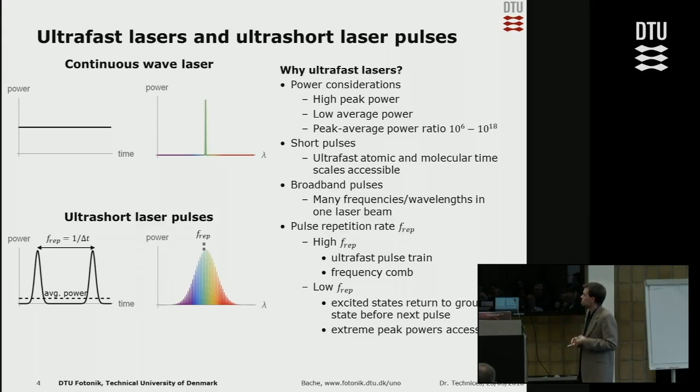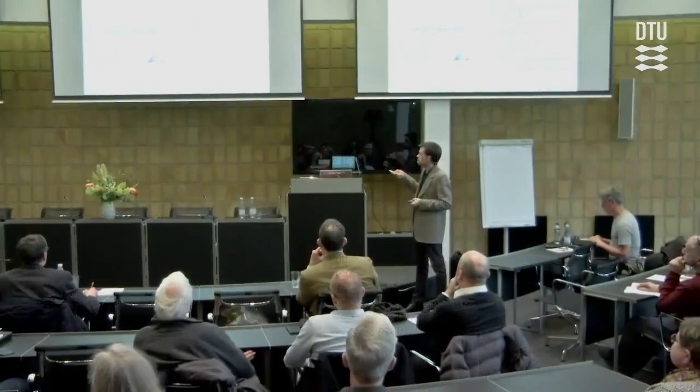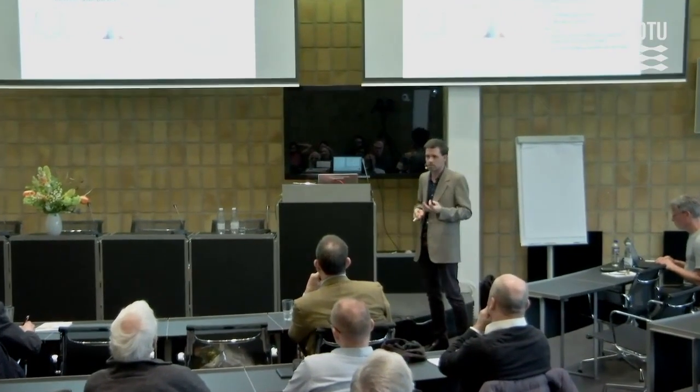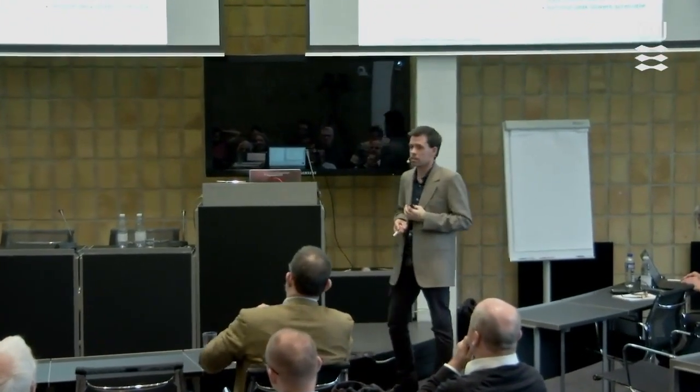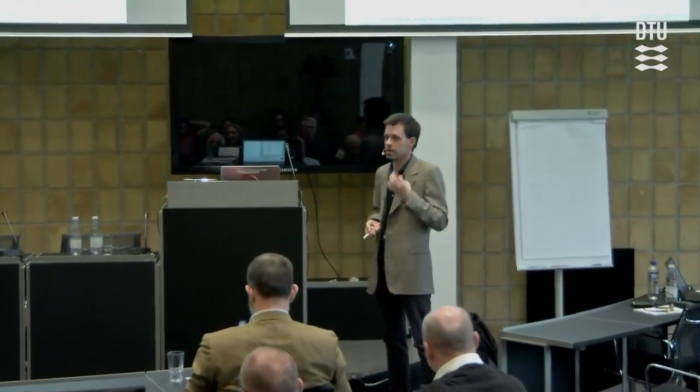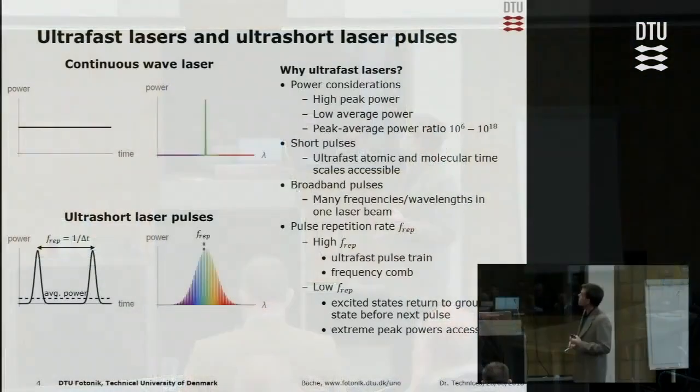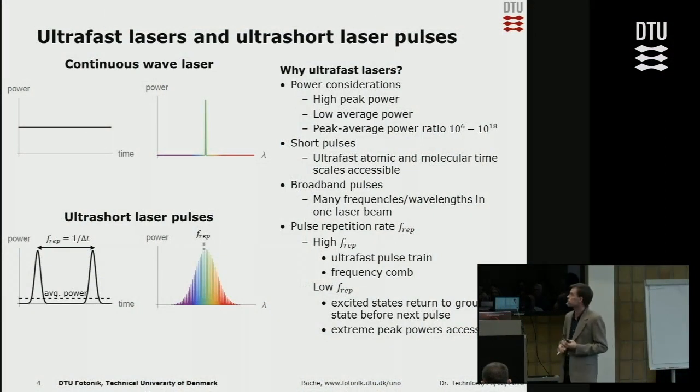One of the things is that the average power of this pulse train is really, really low. It's on the watt level. But the peak power can be much, much higher, as high as terawatts or even petawatts. So we can have a peak power to average power ratio as high as 10 to the 18. We can get staggeringly high peak powers from these ultra-short lasers.